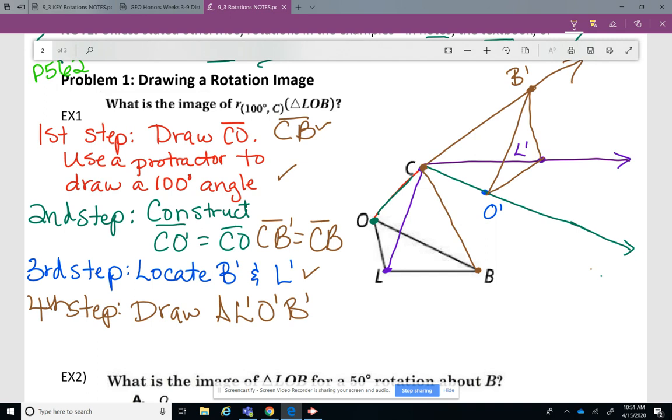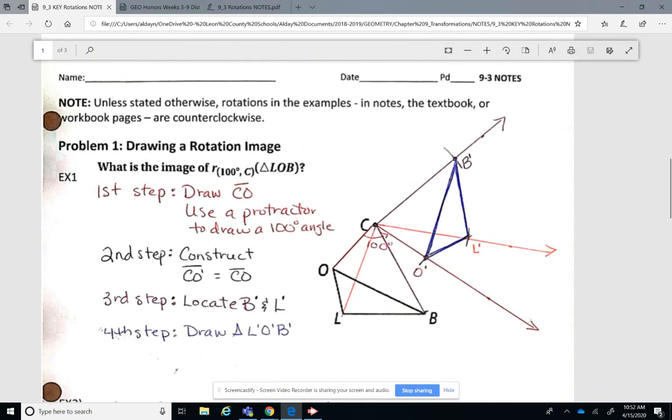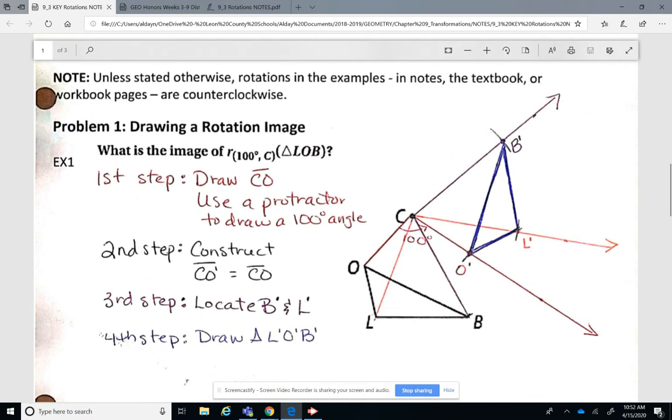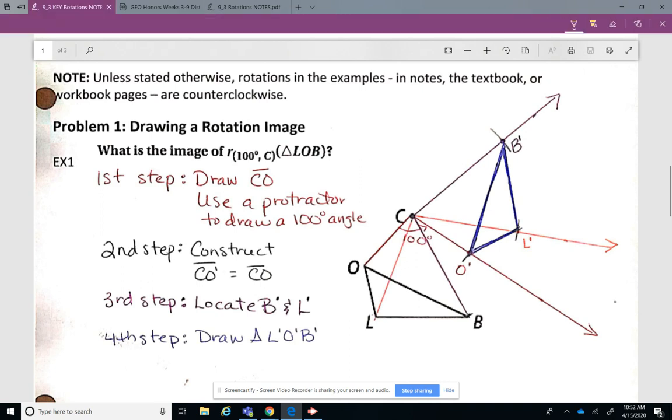Okay, so that's a lot and that's pretty involved. So we're not going to do that again for the got it problem. I'll show you what we're going to do for the got it problem in a minute. But I want to show you what mine looked like when I did it using a real protractor, a real compass. Basically the same picture that you just see, but this is precise. These are definitely 100-degree angles that were created. So we were able to rotate 100 degrees about point C, triangle LOB, and we ended up with triangle L prime, O prime, B prime.